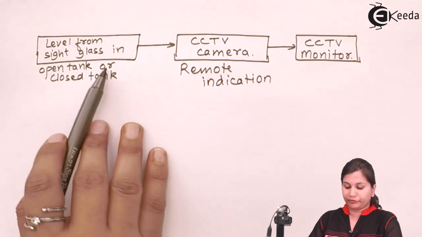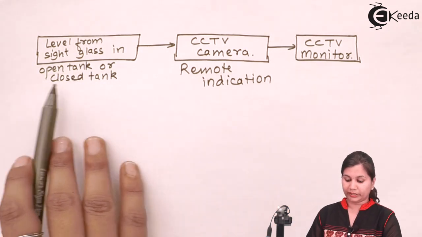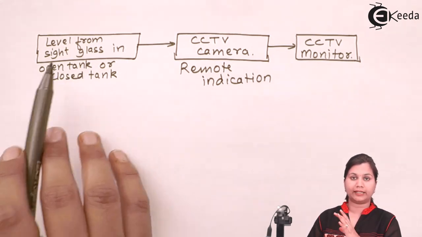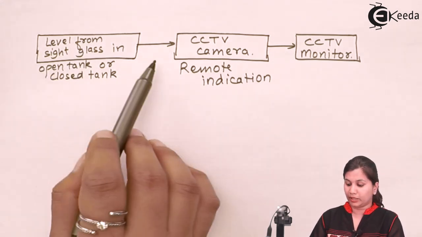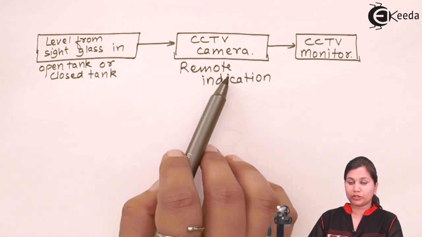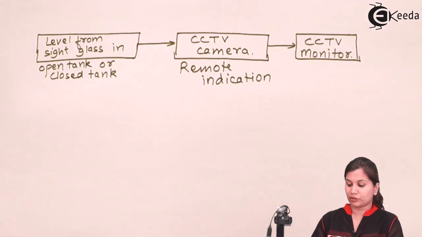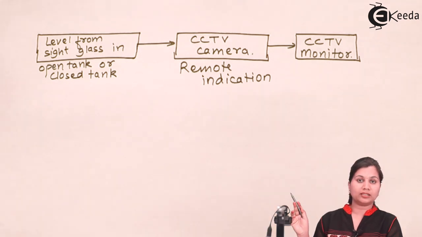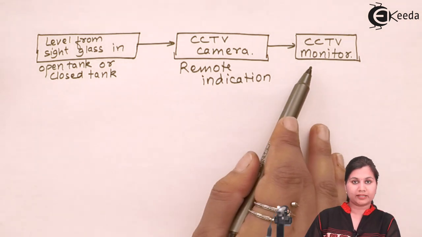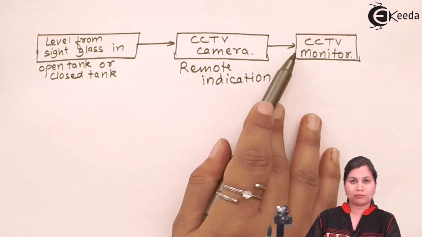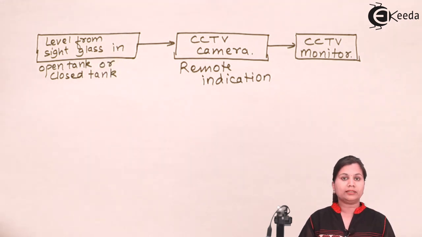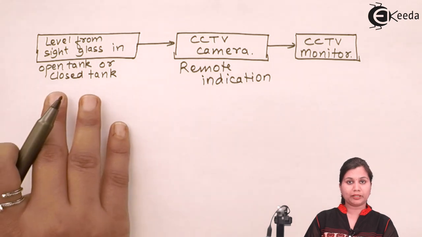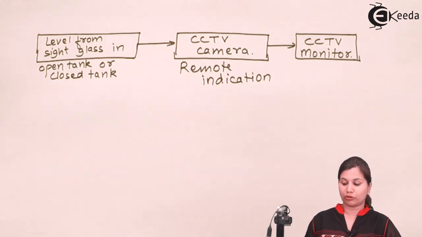Wherever the open tank or the closed tank is located, there we will have the sight glass connected with it, and the sight glass gives us an indication of the level of the liquid. The CCTV camera gives us a remote indication of the level measurement, and the operator sitting in the control room can get the readings from the sight glass tube through the CCTV monitor. So this method can also be used for remote indication of level measurement with the help of the CCTV system.